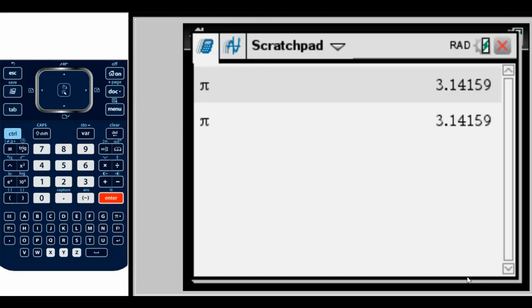So let's go ahead and I'm going to click up on it, highlight it, and hit enter. Now look at that. It's 3.1415926535898, and it actually continues to go on forever. It's a non-terminating decimal, and this is an irrational number, and you cannot put this into a fraction form.